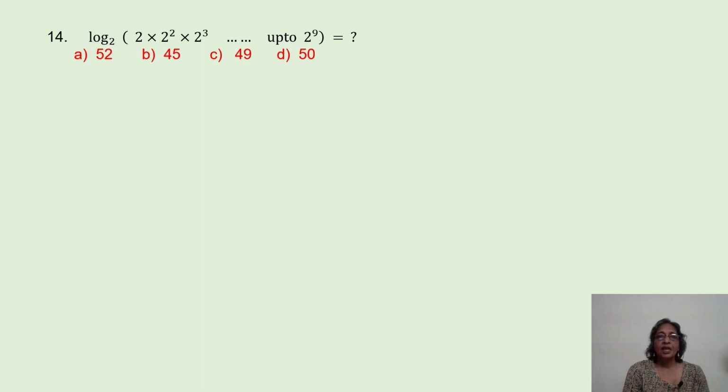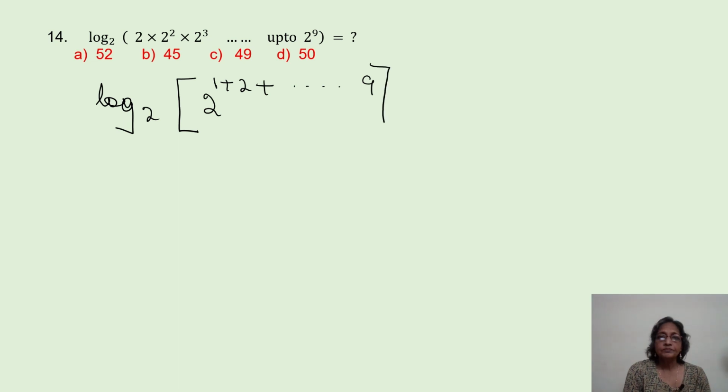Our next sum, log of 2 into 2 raised to 2 into 2 raised to 3, this is up to 2 raised to 9, the whole thing to the base 2. Now, the first step, I'm going to use the properties of indices here. This will be 2 raised to 1 plus 2 plus up to 9. All right. Now, if you look at this, what we have here, 1 plus 2 plus up to 9.